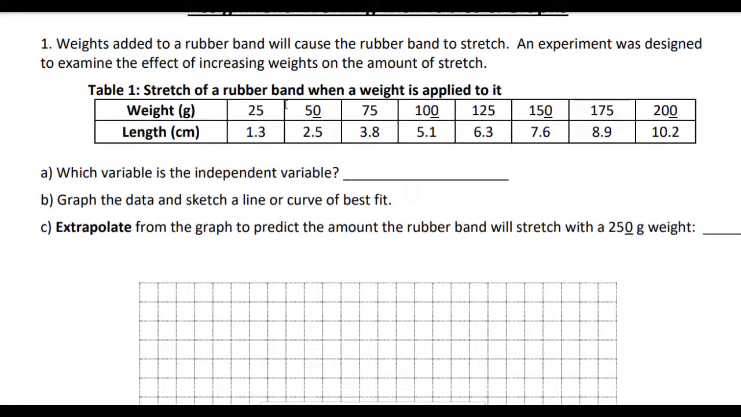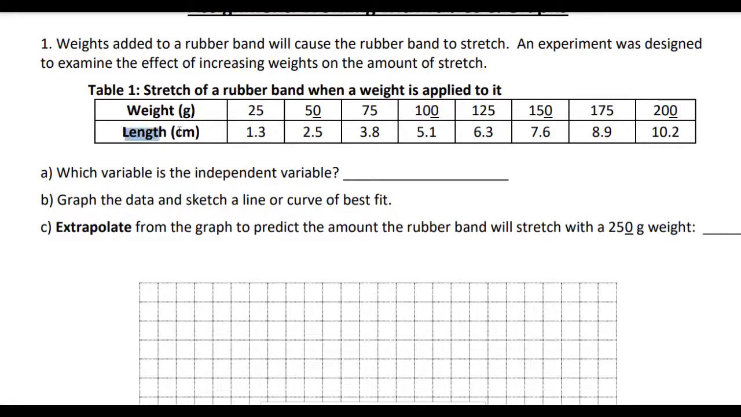How much weight you put on it will change. That's what you are controlling. And then the length of the rubber band is going to change depending on how much weight. So we would say the length of the rubber band depends on the weight that you chose. The weight of the actual object you're putting on it doesn't change ever. The 25 gram weight will always be 25 grams. It doesn't depend on how long your rubber band is, but the rubber band stretching does depend on the weight.